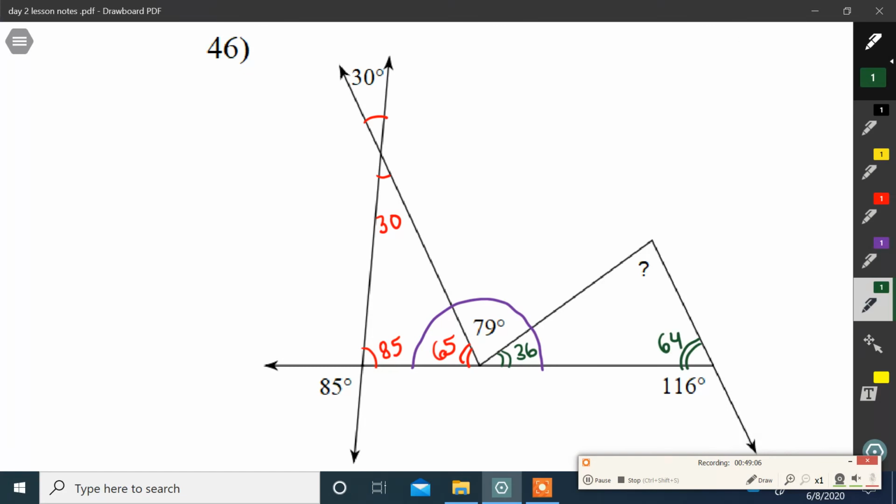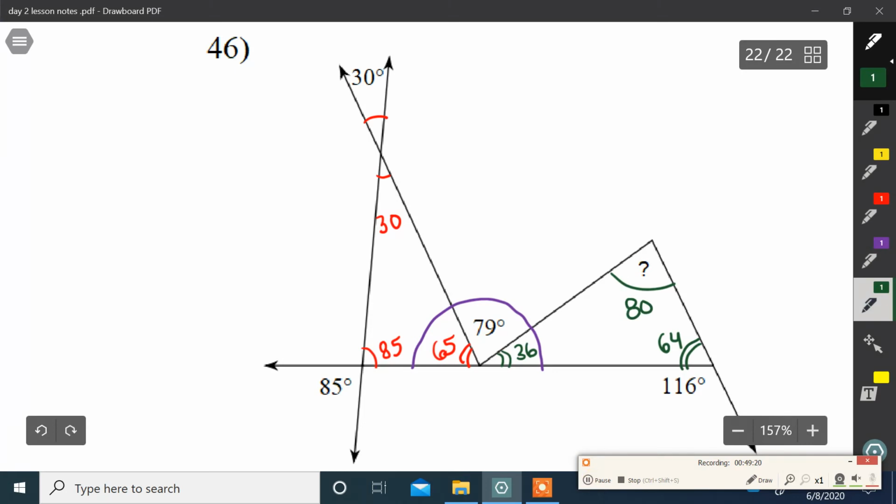I know that all of those angles add up to 180. So I'm going to subtract 180 minus 36 minus 64, and my final answer will be 80.